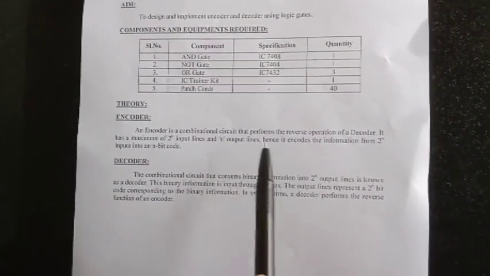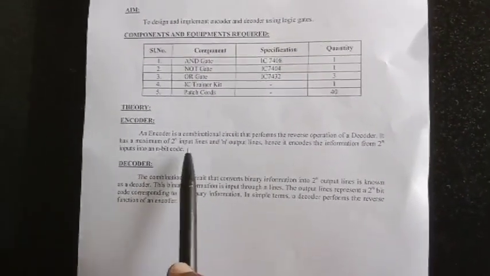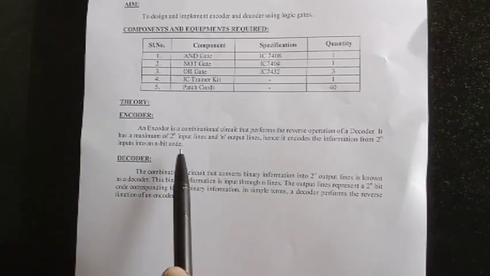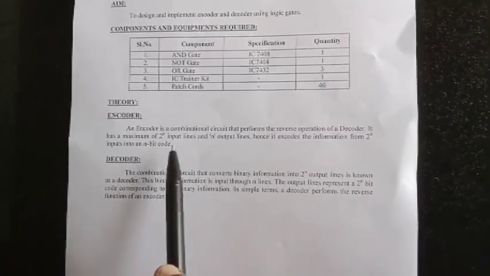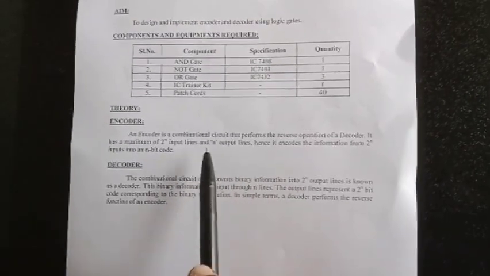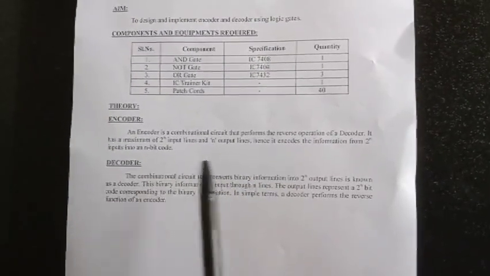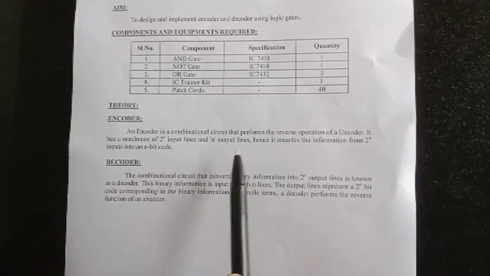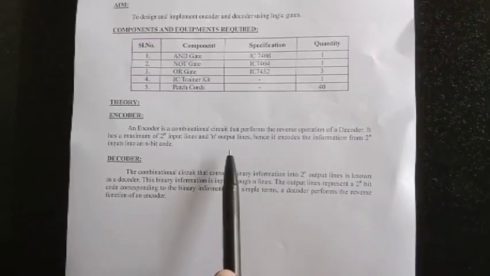It converts 2 power n input lines into n output lines. For example, if 2 power n is the number of input lines, it converts them into n output lines. So it encodes the input into a coded form, and this is used for transmission purposes.